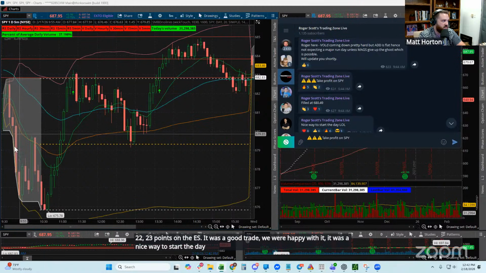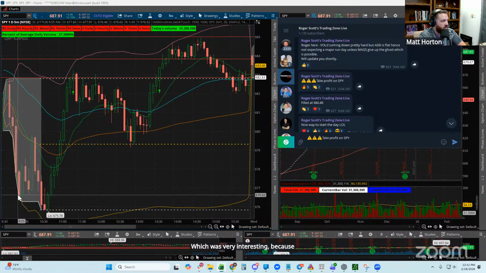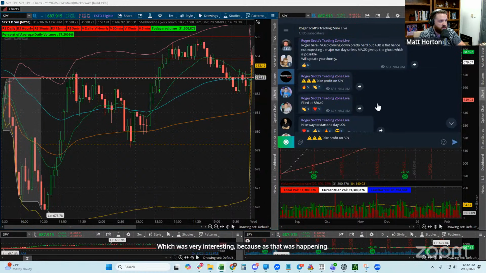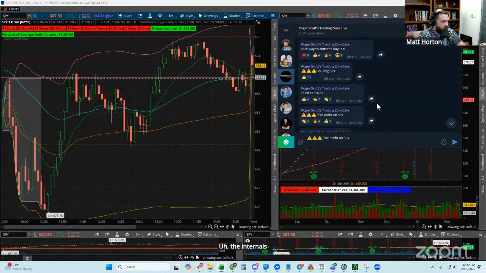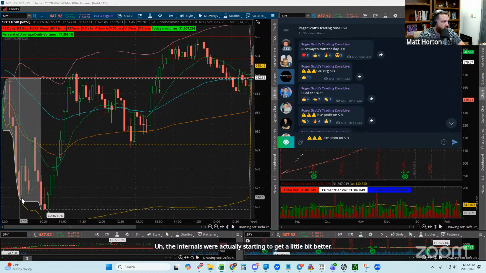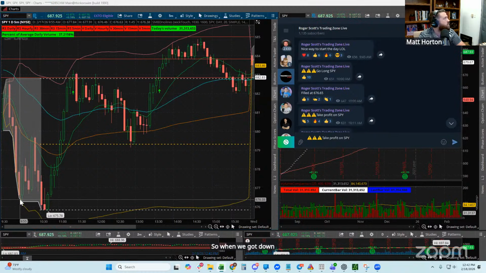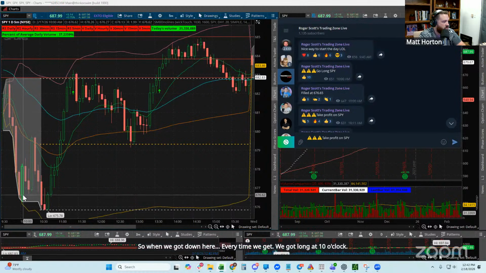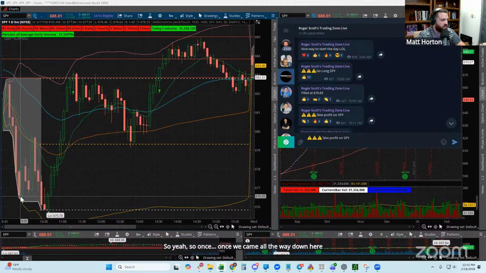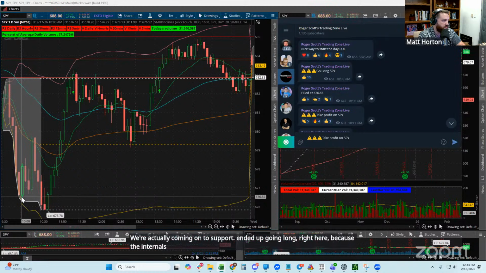And then we just watched this thing flush, which was very interesting because as that was happening, the internals were actually starting to get a little bit better. So when we got down here, what time did we get? We got long at 10 o'clock. Once we came all the way down here, we're actually coming on to support. We ended up going long right here because the internals were just really starting to scream to the upside.